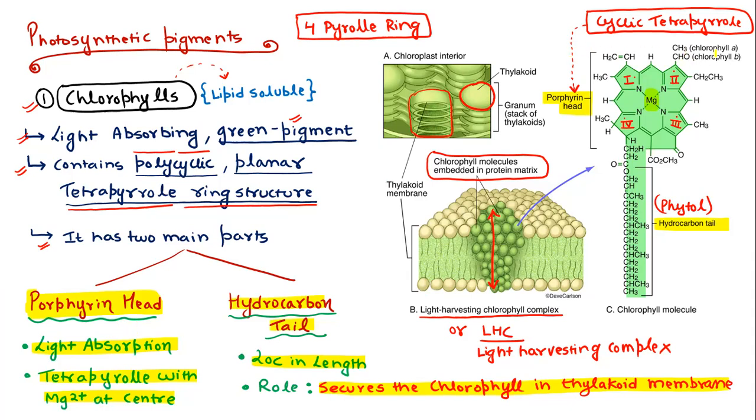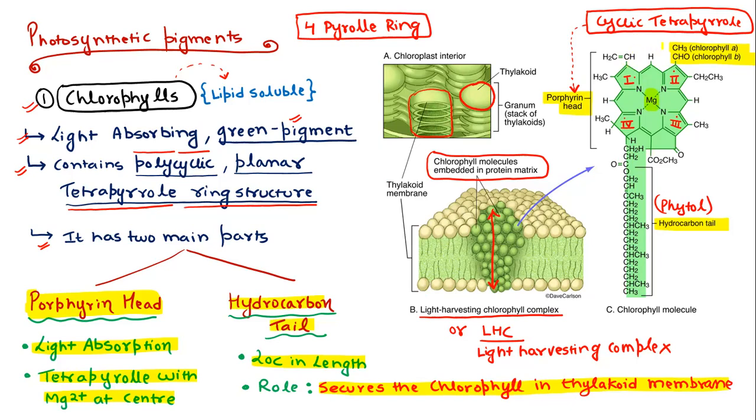Now, don't worry about the structural aspects written here. If pyrrole ring 2 contains a methyl group, then it becomes chlorophyll a. And if it contains an aldehyde group, the CHO group, then it becomes chlorophyll b. We'll learn about that definitely.